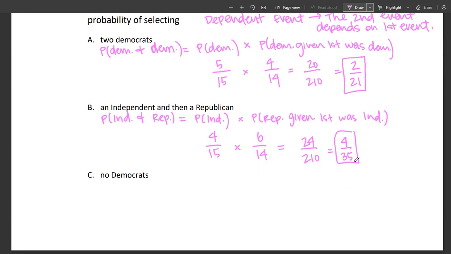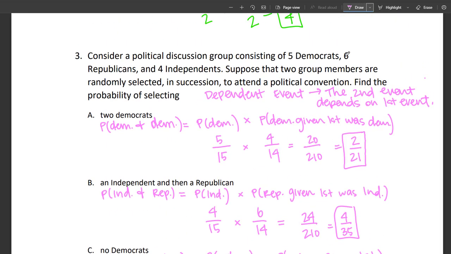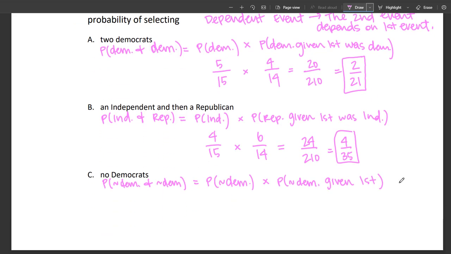And then our last exercise, we want no Democrats. So probability of not drawing a Democrat. We have 6 Republicans and 4 independents. So we have 10 people we can choose from out of 15. If we take 1 person out of those 10, we only have 9 left. And if we take 1 person from the 15, we have 14 left. So we get 90 over 210, and that reduces down to 3/7.